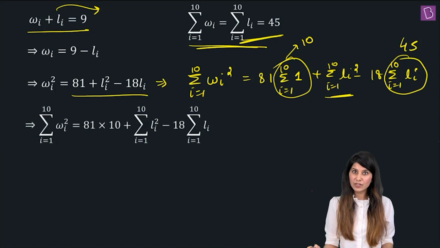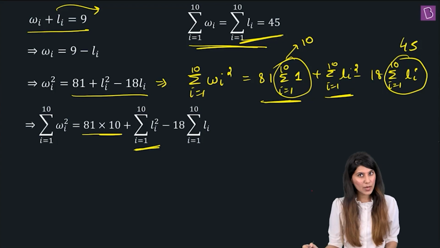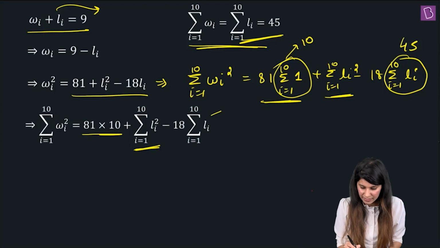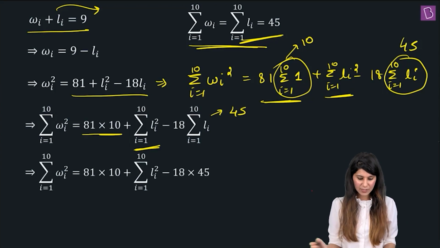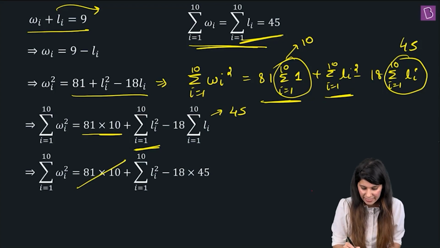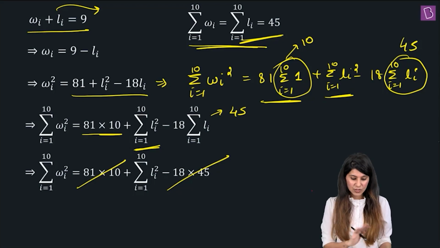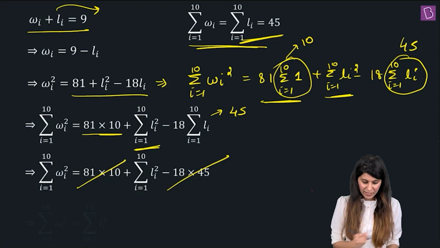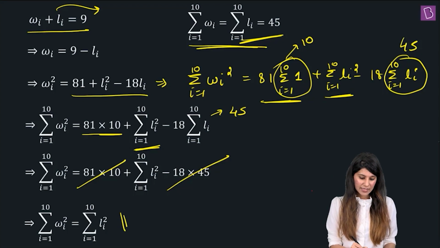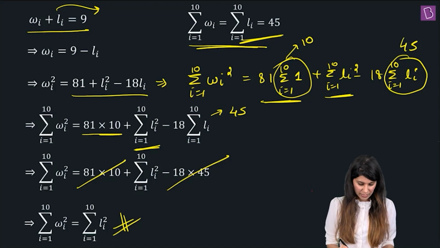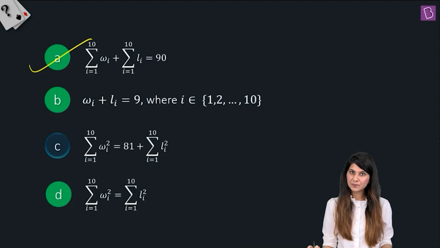So our expression will be 81 multiplied by 10, plus sigma Li square, minus 18 multiplied by 45. Now 81 multiplied by 10 and 18 multiplied by 45 are one and the same thing, 810. So these two cancel out and I am left with sigma Wi square equals sigma Li square, where i is 1 to 10. This is the last option which we need to tick.